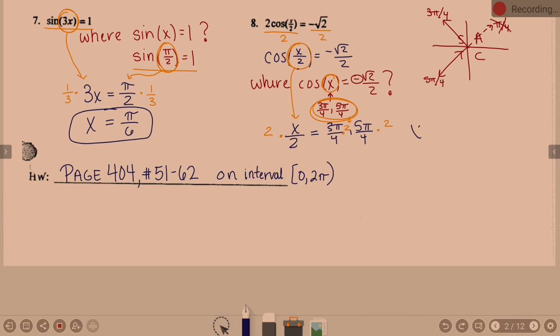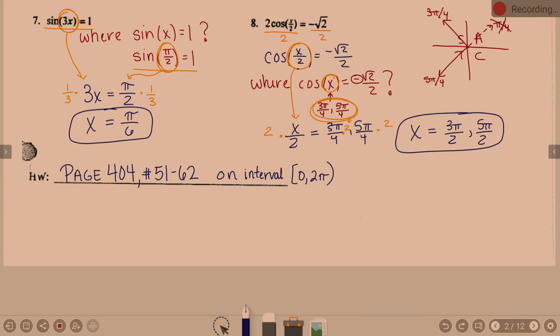Okay, so we end up with 2 times x over 2 just becomes x. 3 pi over 4 times 2 is going to become 6 pi over 4, which is 3 pi over 2. 5 pi over 4 times 2 is 10 pi over 4, which is 5 pi over 2.